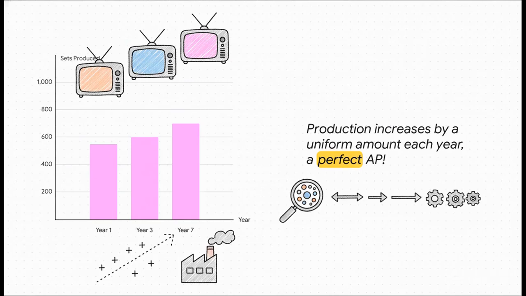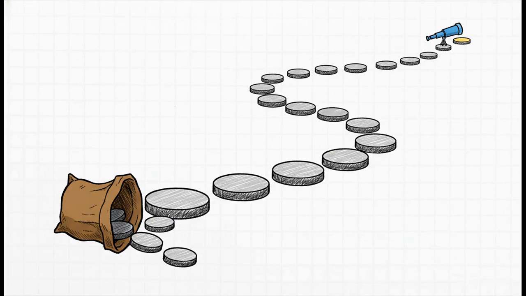Let's zoom in on that TV factory for a sec. All we knew was that they made 600 sets in year 3 and 700 in year 7. Because that growth is steady, it's an AP, we can figure out that the common difference must be 25 sets per year. And from there, we can work backwards and see they must have started by making 550 sets back in year 1. It's a straight line. It's perfectly, beautifully predictable.